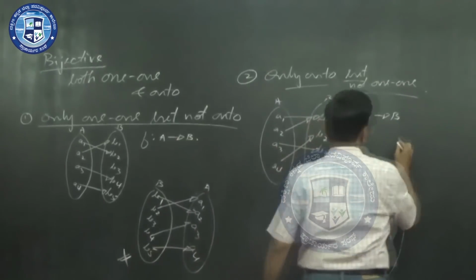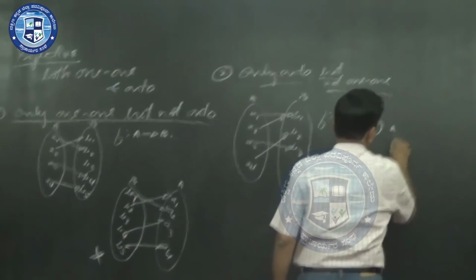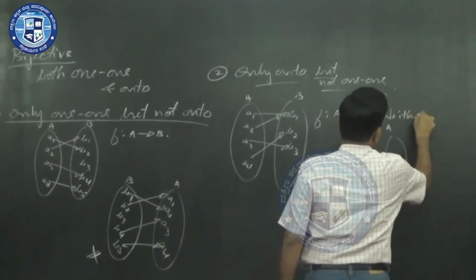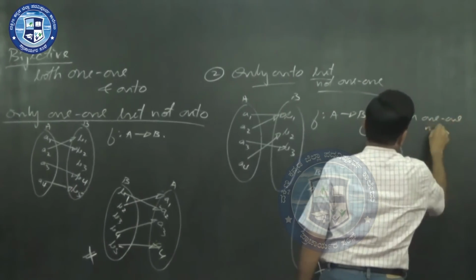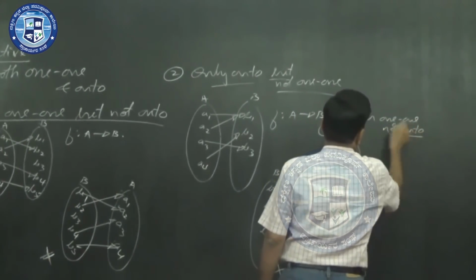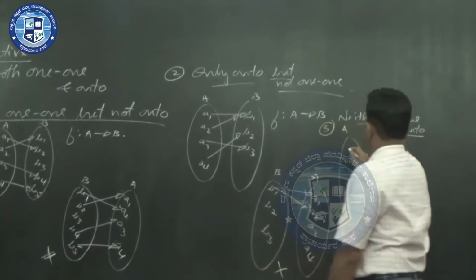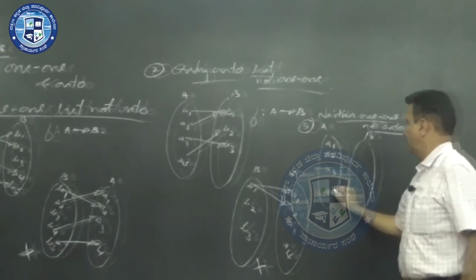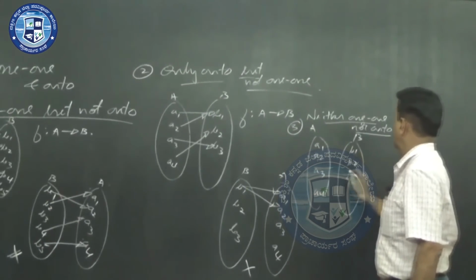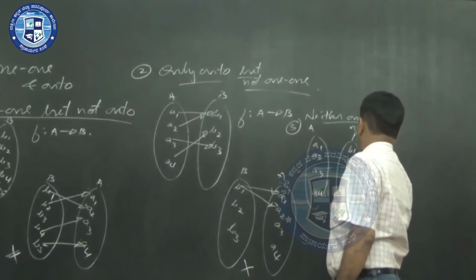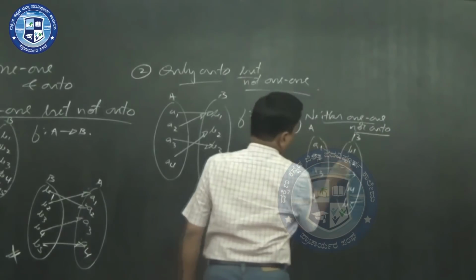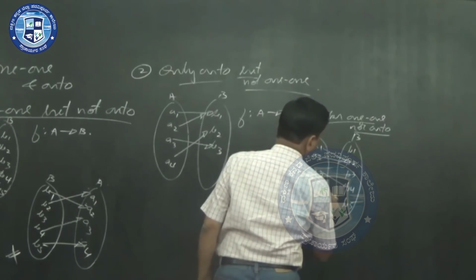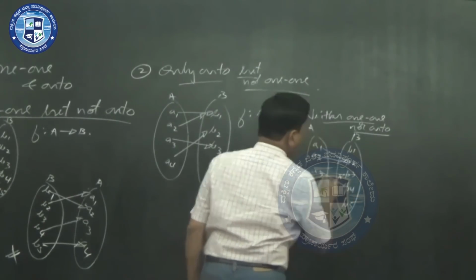Now let us take another example. Set A, neither 1-1 nor onto. Set A, set B. Look at this: A1, A2, A3, A4, B1, B2, B3, B4, B5. A1 to B2, A2 to B2, A3 to B4, A4 to B3.